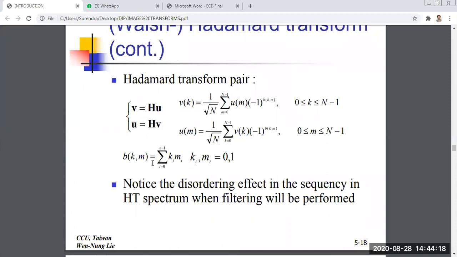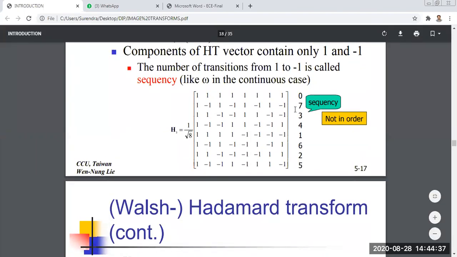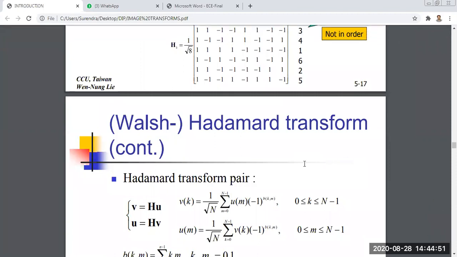However, your V of k comma m has some coefficient values, and notice the disordering effect in the sequencing in the Hadamard transform spectrum, then filtering will be performed. Remember, the sequence numbers are not in normal order; all are not in order. There are no restrictions on the ordering of your sequence numbers. So based on your consideration, the sequence will be available.